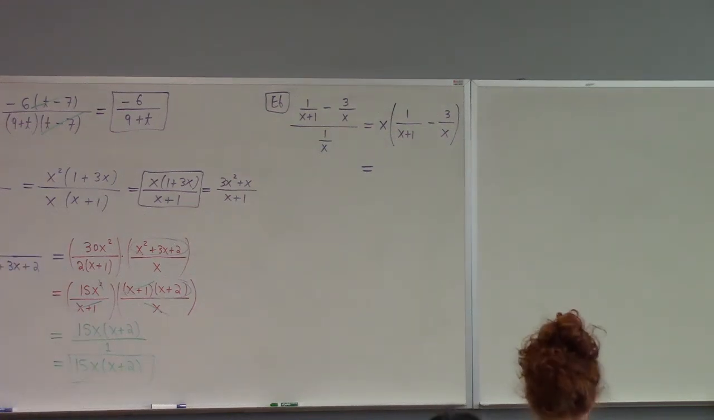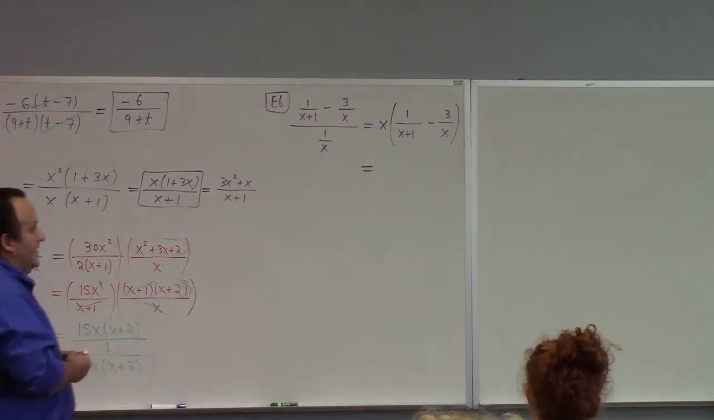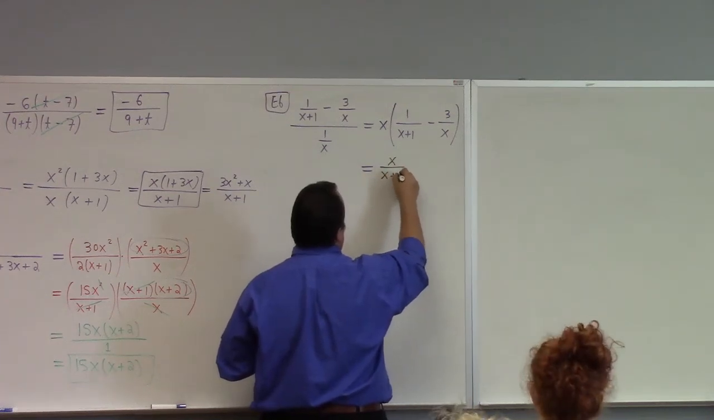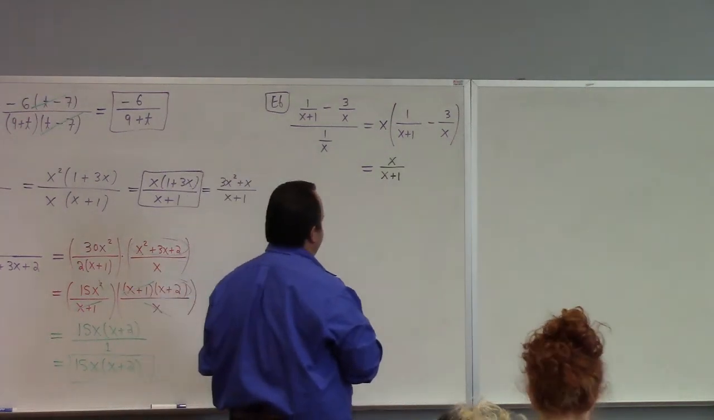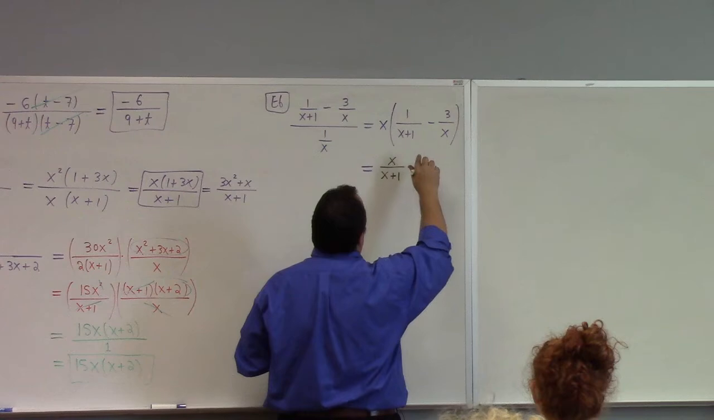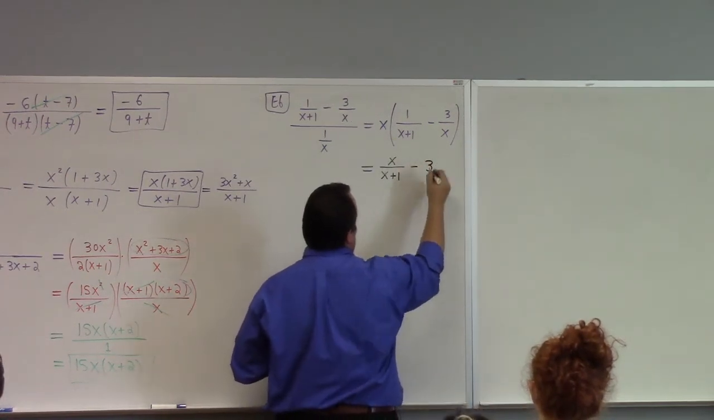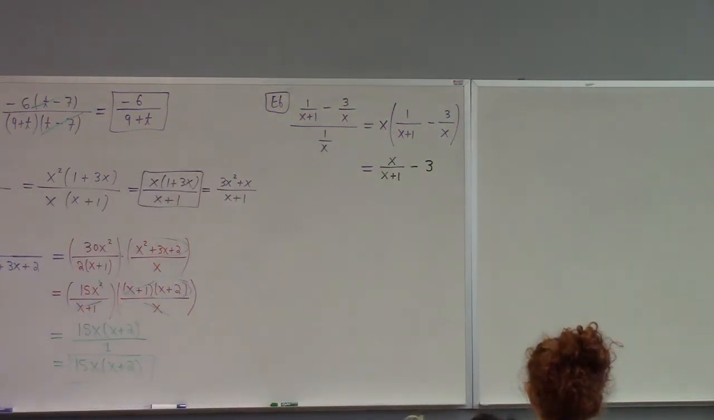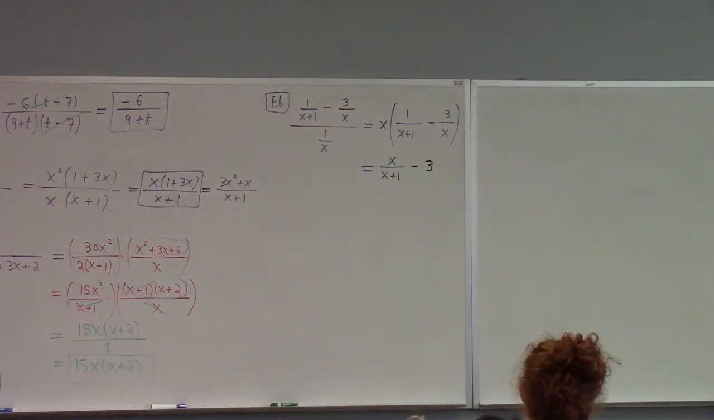So then what? Then you multiply, right? Distribute. x over x plus 1 is what it is. Then the x's here cancel, and we're just left with minus 3. That's a legit answer on my test, unless I word it, leave your answer as a fraction, in which case, you can do a little bit better.